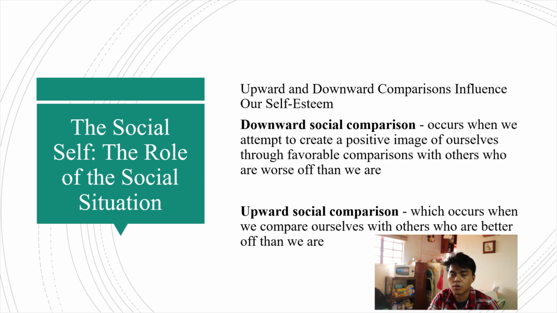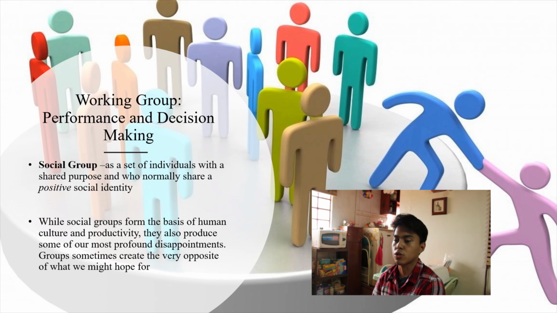Let's say he has low scores on quizzes. And next is upward social comparison. It occurs when we compare ourselves with others who are better off than we are. So one of the main features of social psychology is the study of group performance and decision making, in which these studies look at how a person interacts with other people in group work and activities.